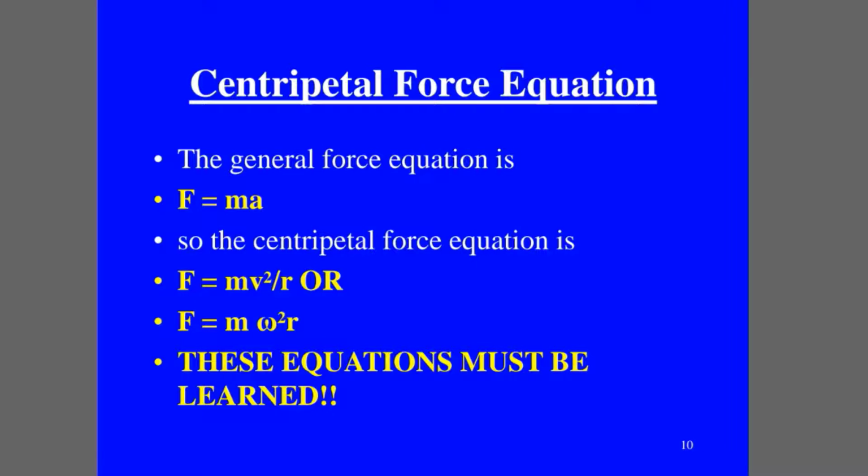Centripetal force equation: Newton's second law says that F equals ma, where a is the acceleration, which is the rate of change of velocity, m is the mass, and F is the force. So the centripetal force equation is F equals m v squared by r, where m is the mass, v is the velocity, and r is the radius. Or we have another formula, F equals m omega squared r. All these equations must be learned or noted in your book. Then go to another slide.